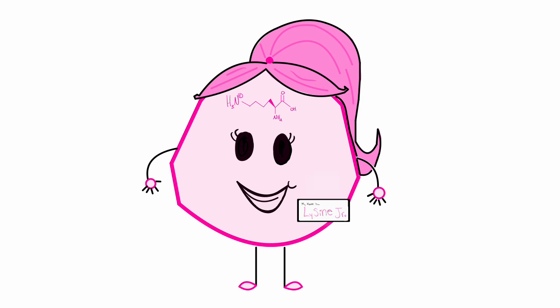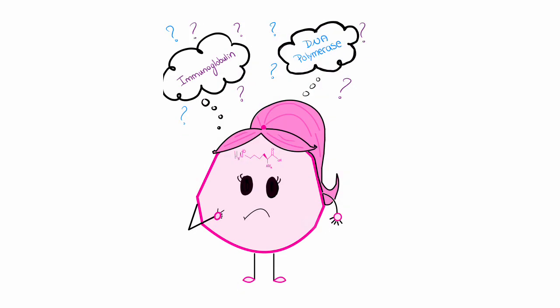This is Lysine Jr., a 5th grade student at Amino Elementary. She's an excellent student with a bright future. But she has no idea what she wants to do after graduation. Her mom's been telling her to go into healthcare, and her father's been suggesting construction, but she wants to do something really important.